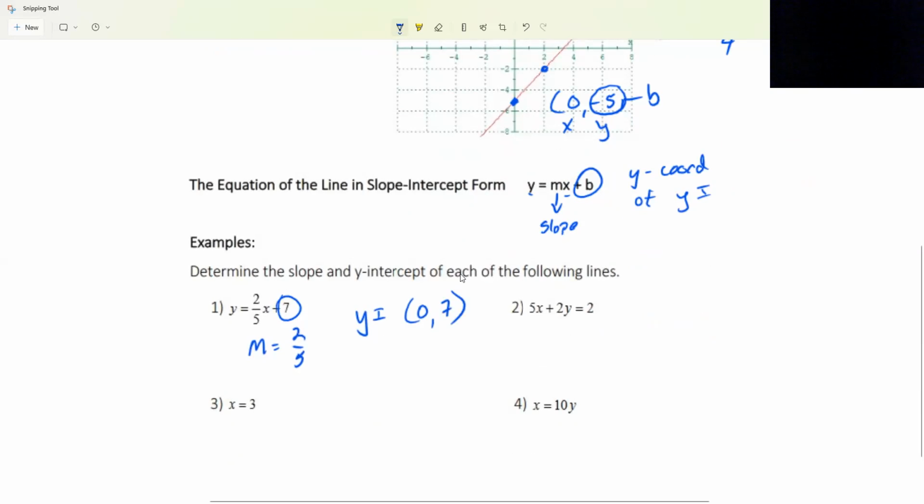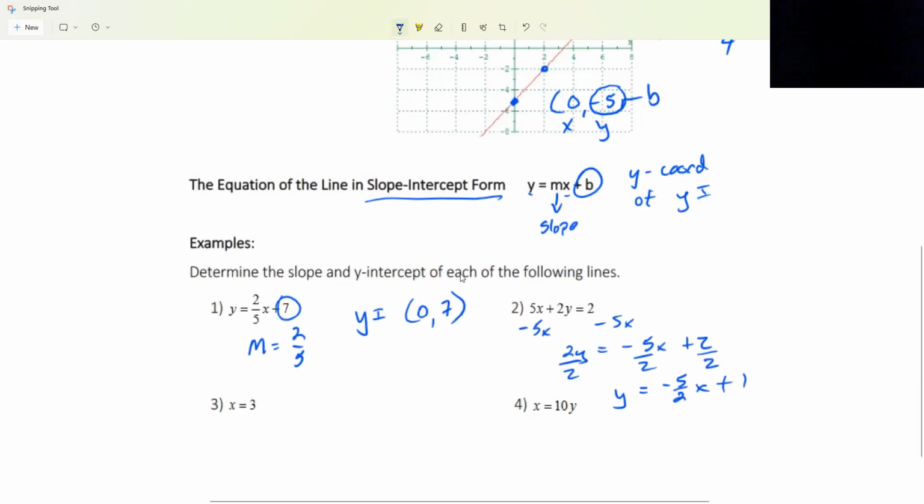Now on number 2 here, this is not in slope intercept form. Remember, it's got to be in this y equals mx plus b form for you to say, oh yeah, this is the slope intercept equation. But you can put it in that form really easily by just getting y by itself. So subtract 5x from both sides. We get 2y is equal to -5x plus 2. Now let's divide by 2. You get y is equal to -5 halves x plus 1.